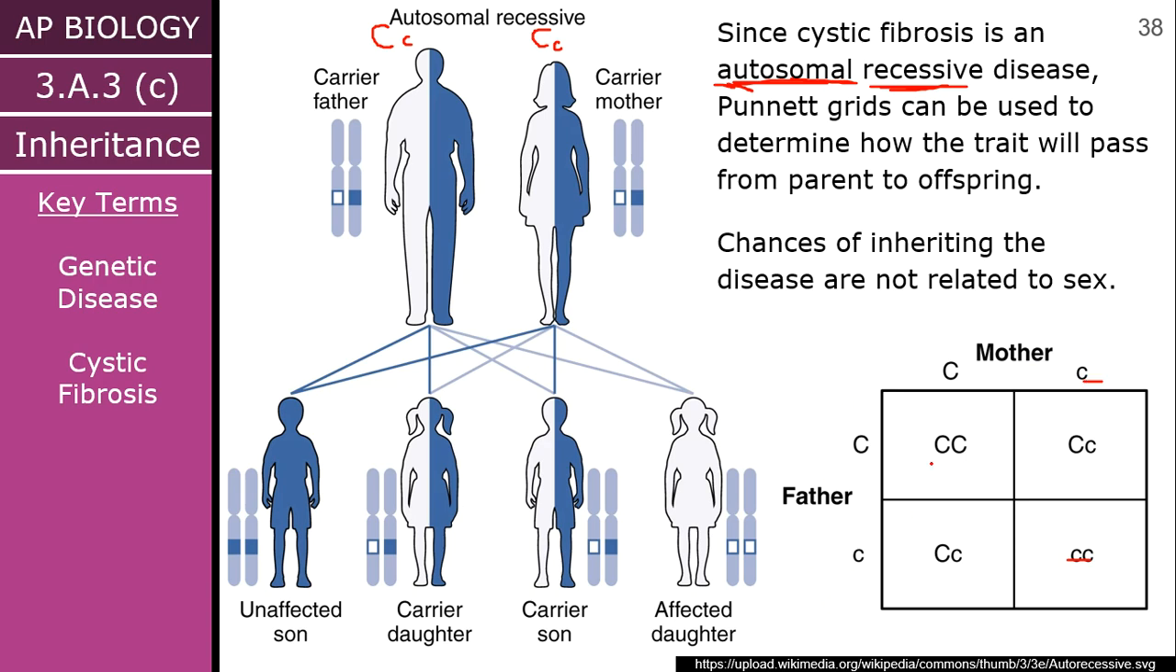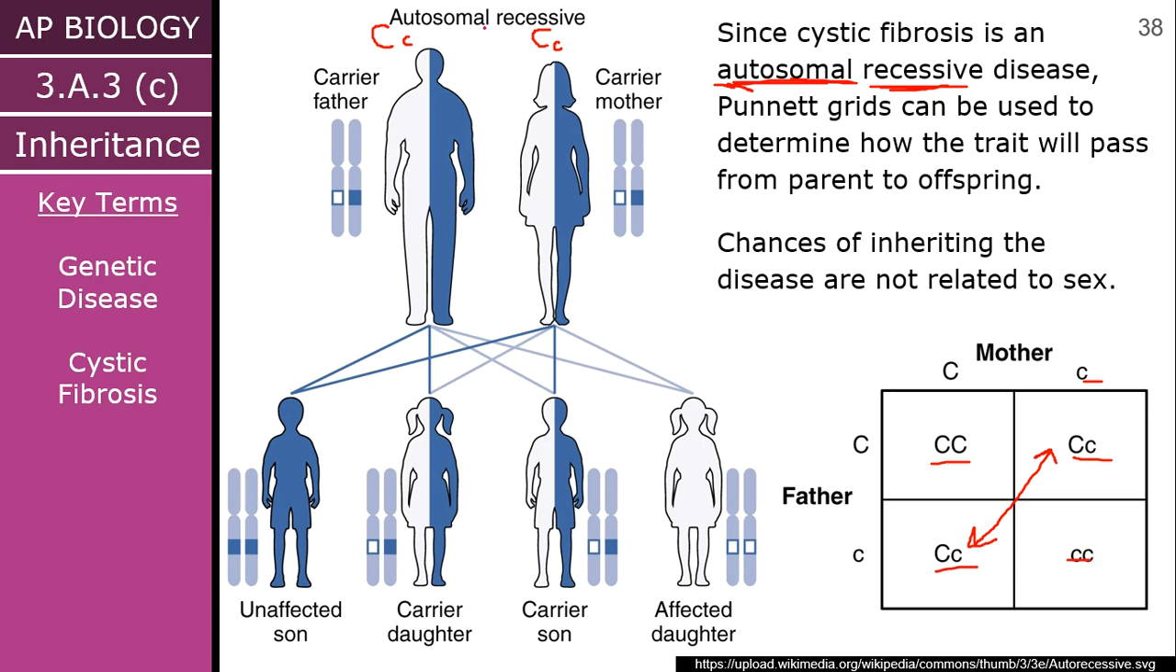And so a quarter of the time, your child will be a big C, big C, so they'll be completely unaffected. Your child will be a big C, little c a quarter of the time, and a big C, little c a quarter of the time again. So these 2 are actually the same. So this is really half the time. So about half of your kids will be carriers. Okay, so they'll have the allele but not show it. And then a quarter of your children will have cystic fibrosis. So that would be this little c, little c.